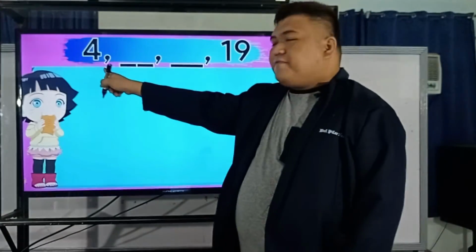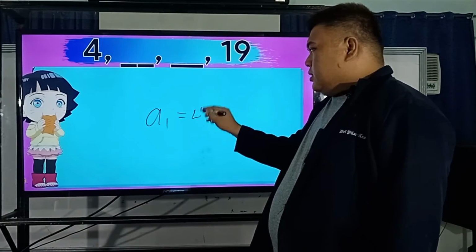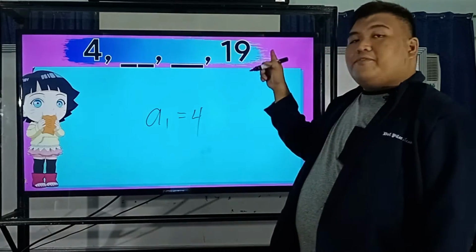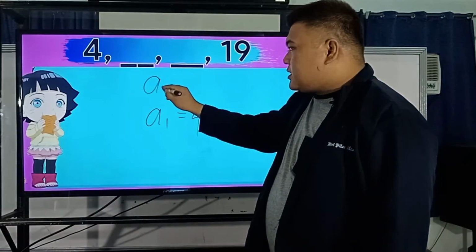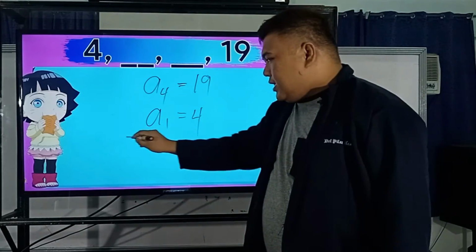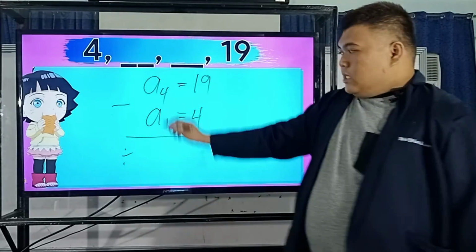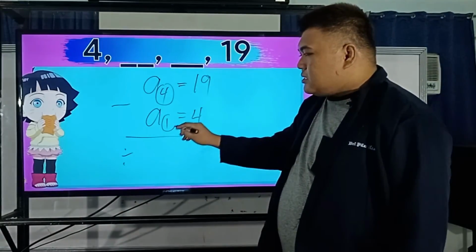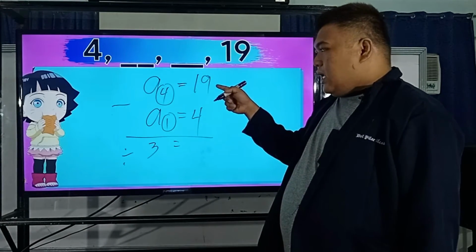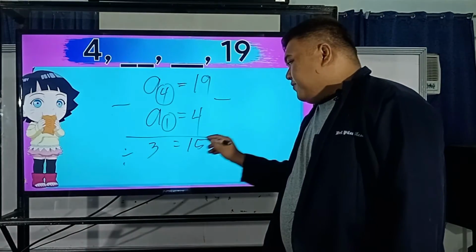Pang ilang term si 4? 4 is the first term. Then, si 19 ay pang ilang term? So we have 1, 2, 3, 4. So therefore, that represents a sub 4. O, katulad kanina, minus, then divide. 4 minus 1 will give you 3, while 19 minus 4 is 15.